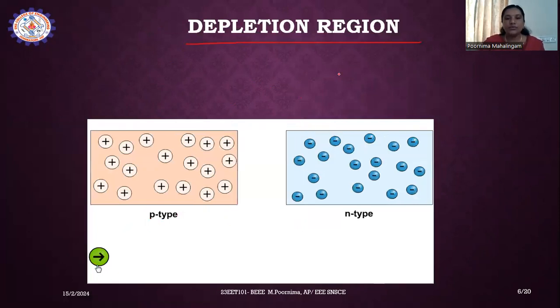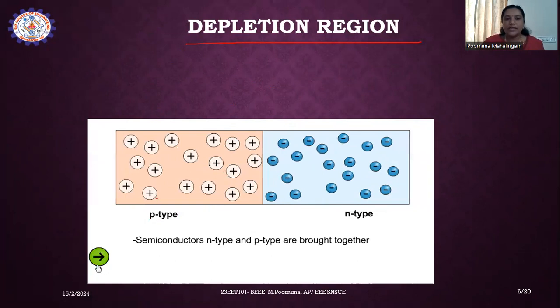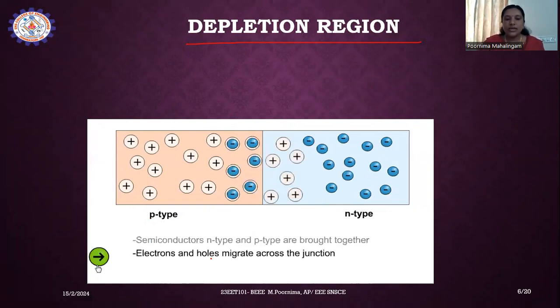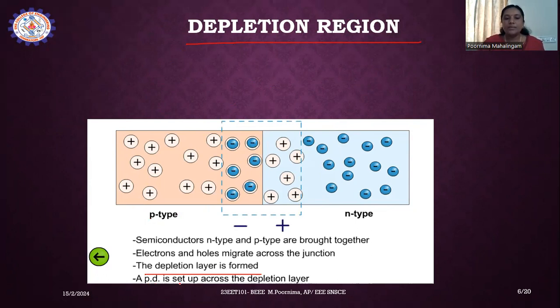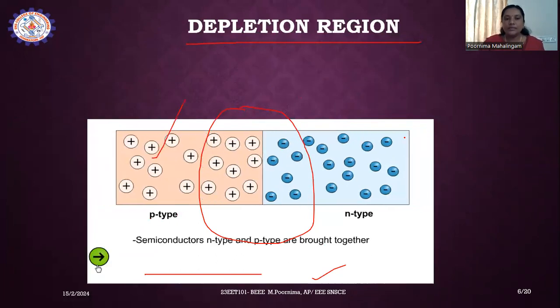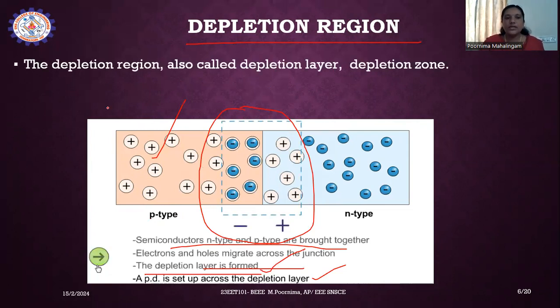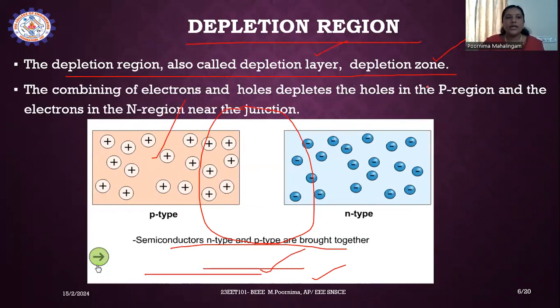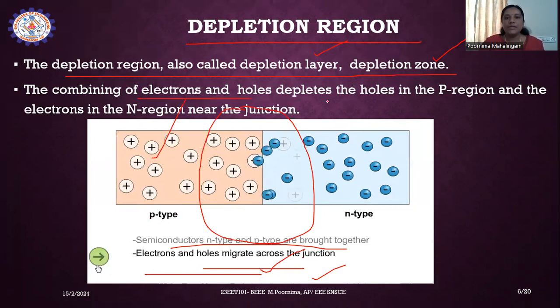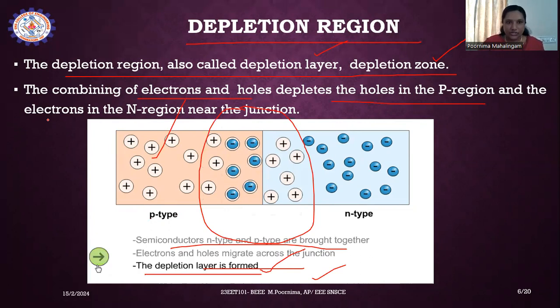Now we are coming to the depletion region. Now we can see what happens here. The P-type semiconductor and N-type semiconductor join together and form a junction, and the depletion layer is formed. First the depletion layer forms, and the PN junction is set up across the depletion layer. The electrons and holes migrate across the junction, and finally the depletion layer is formed. The depletion region is also called the depletion layer and the depletion zone. The combination of electrons and holes depletes the holes in the P region and the electrons in the N region, and this is known as the PN junction depletion region.